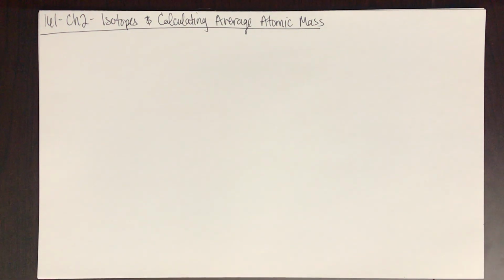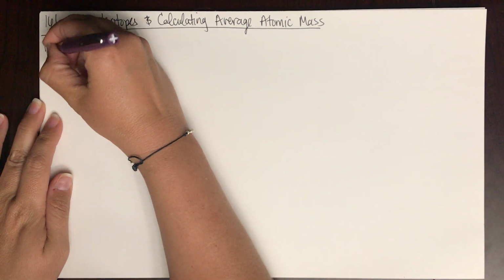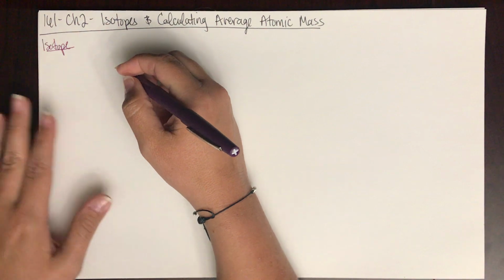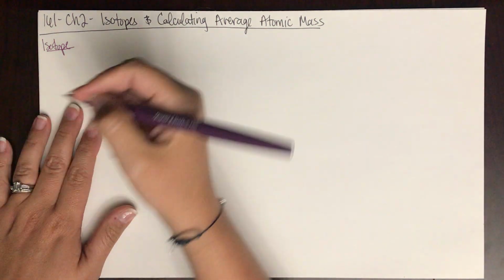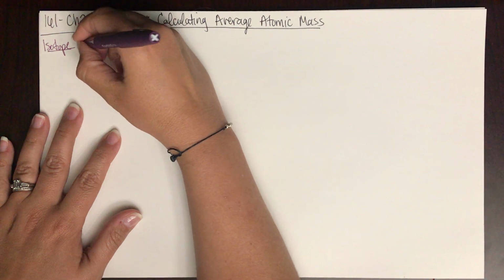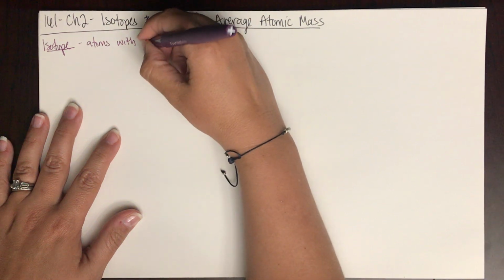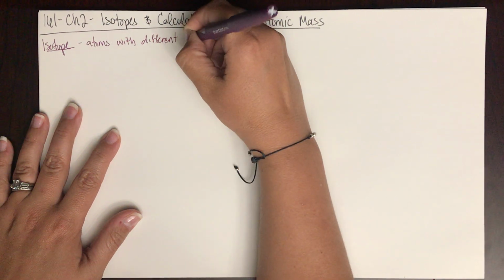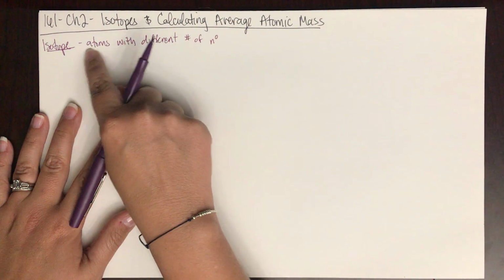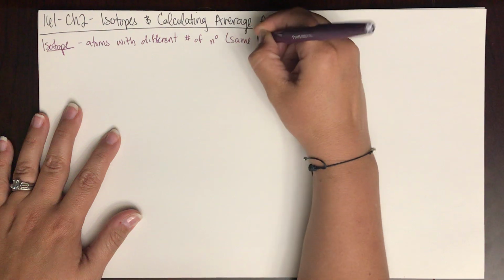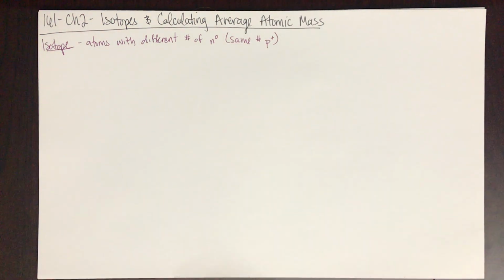Okay, so let's talk about isotopes, and then we'll talk about how we calculate what's called average atomic mass. We defined what an isotope was in the previous video, but again, an isotope is the same atom with different numbers of neutrons. So it has the same number of protons, but different numbers of neutrons.